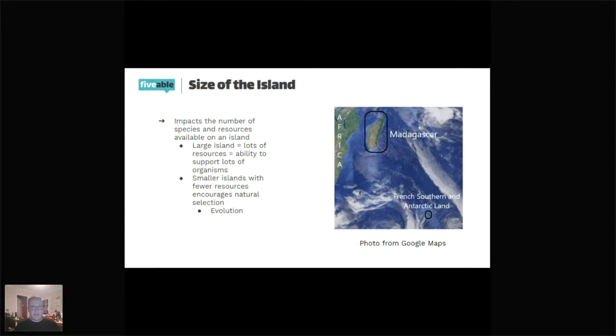All these different species are competing for resources. The small little French island we have over here is not going to support as many species as Madagascar is. So we see different animals adapting to overcome this limited amount of resources. So again, Madagascar has the upper hand in this battle, I guess, by being larger.